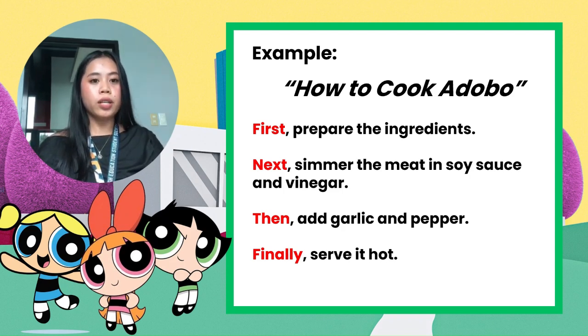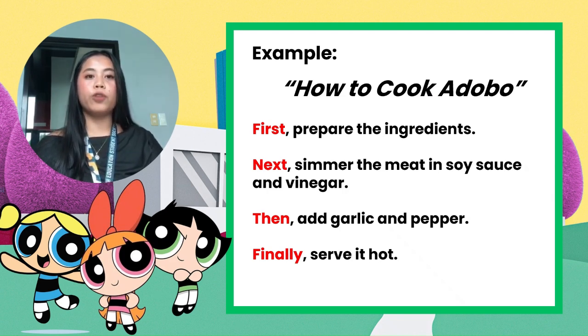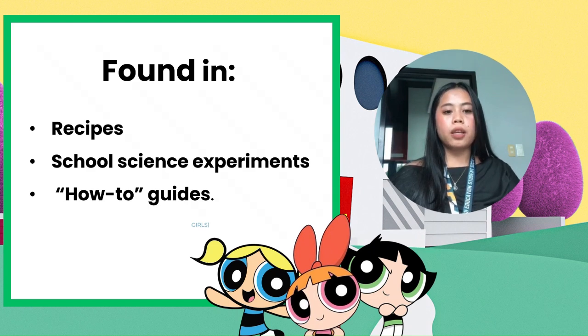Sequence is important because skipping or changing steps can alter the outcomes. For example, adding vinegar too late may affect the taste of the adobo. In the Philippine context, this structure is widely seen in recipes, school science experiments, and how-to guides. It is not only going to teach you skills, but also trains the readers to follow a logical order, which is essential in both cooking and academic procedures.